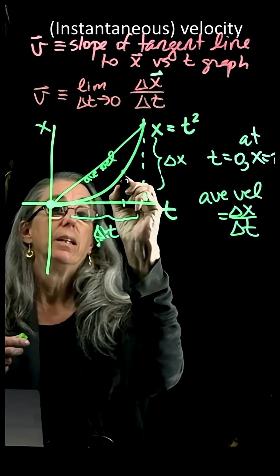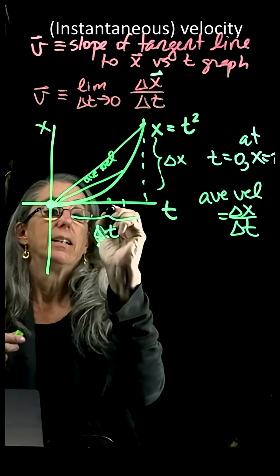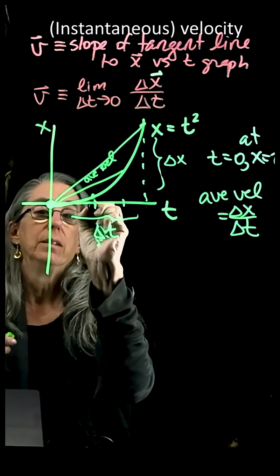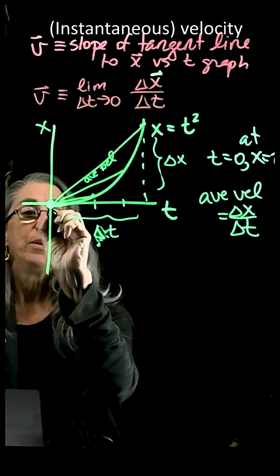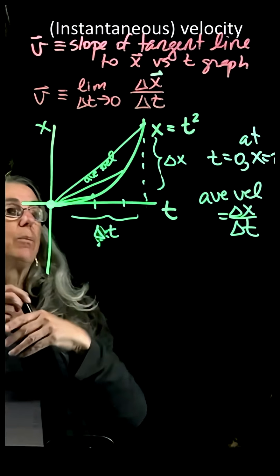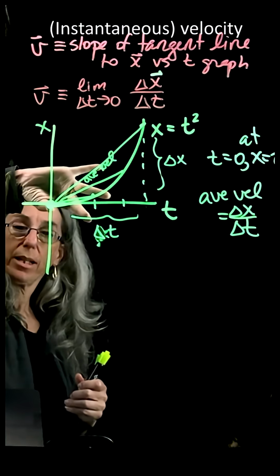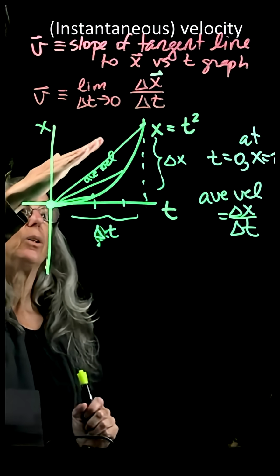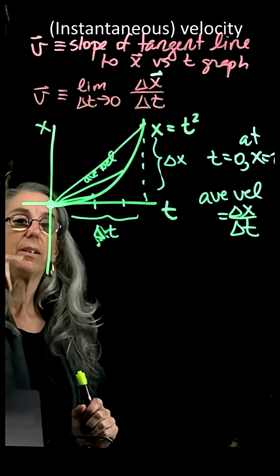As I shrink the time interval, so the time interval was this big, if I make it this big, then the line looks like that. And if I make it even smaller, it looks like that. I hope that you can see that as you shrink the time interval, and you're only looking at this point, you get a slope that's closer and closer to 0.